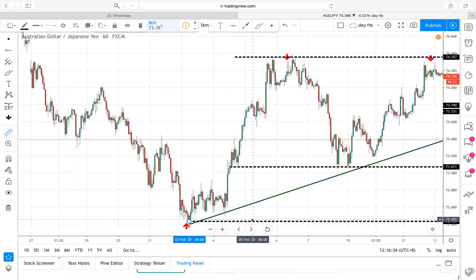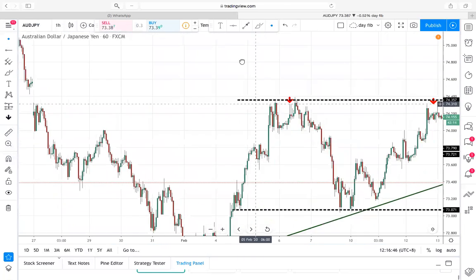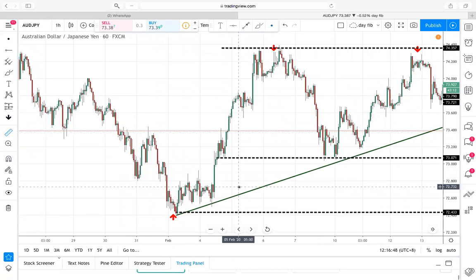Okay, let's do a quick calculation, right? Instead of making 191 pip profit, now they are only making how much?